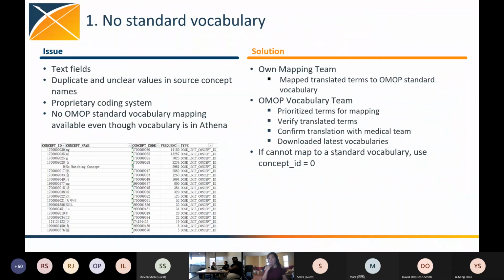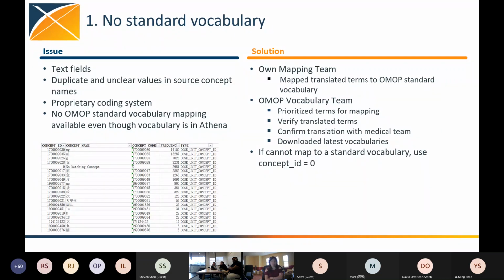Now, some of the issues that we talked about, but then how to solve some of those problems, right? So no standard vocabulary, we kind of talked about this quite a bit. There are multiple ways of doing this. One, you can have your own mapping team, right?